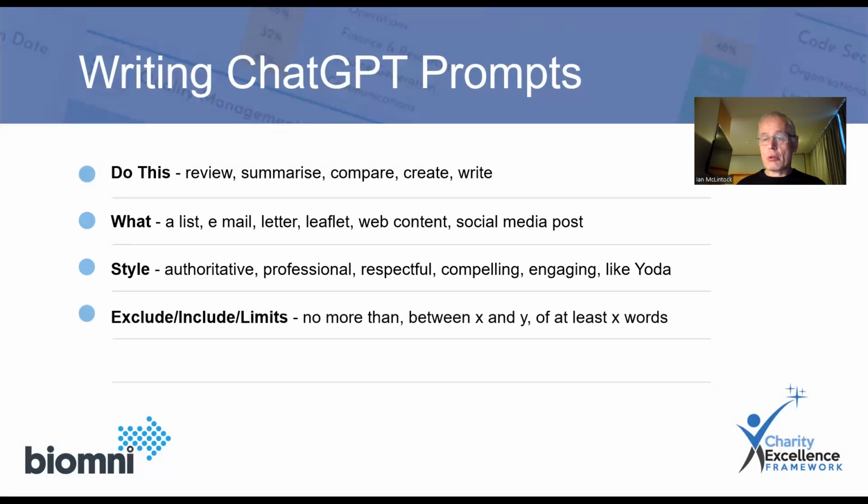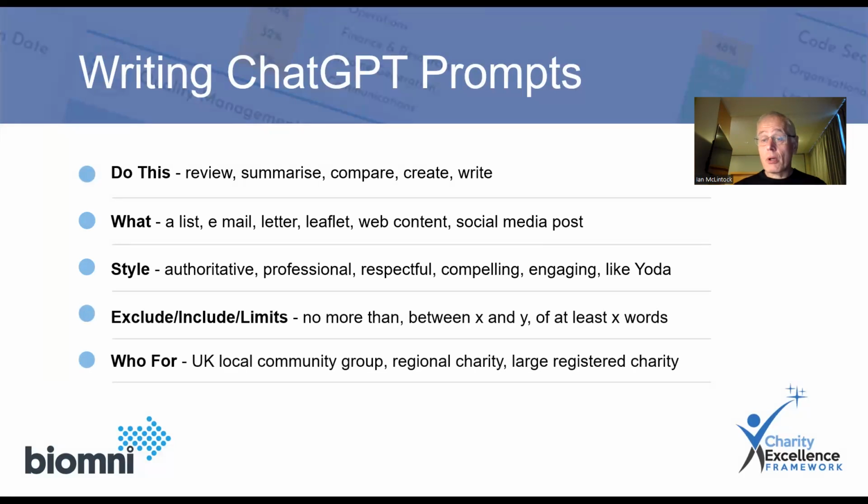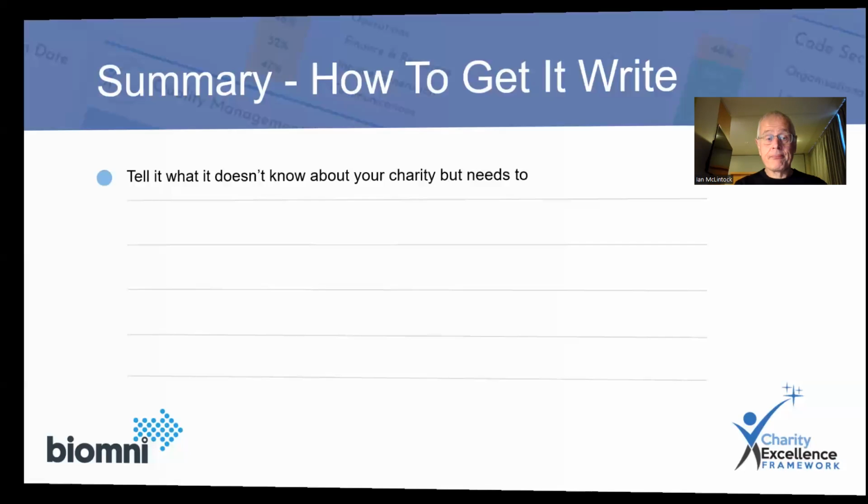And exclusions, no more than this number. Don't include that. Prioritize this. And who's it for? UK community group, a large registered charity. So if you're looking for fundraising ideas, you know, if it's 2 people and a dog in the community centre, you will not be running a half marathon, will you? You need to know who it's getting the ideas for.